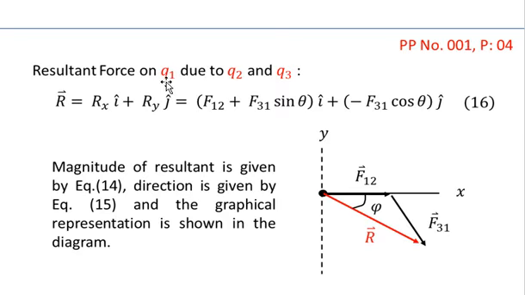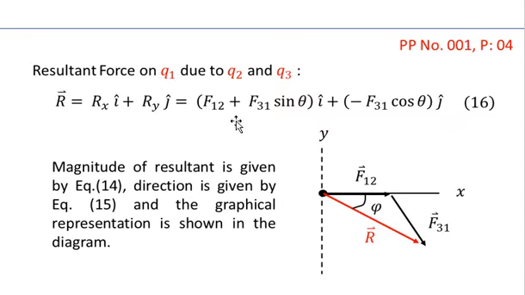You know that the resultant force on Q1 due to Q2 and Q3 can also be written as resultant vector capital R equal to Rx times unit vector i plus Ry times unit vector j. I have substituted the value of Rx from the previous result and the y component of the resultant also from the previous result, where i hat is a unit vector along the x direction and j hat is a unit vector along the y direction.